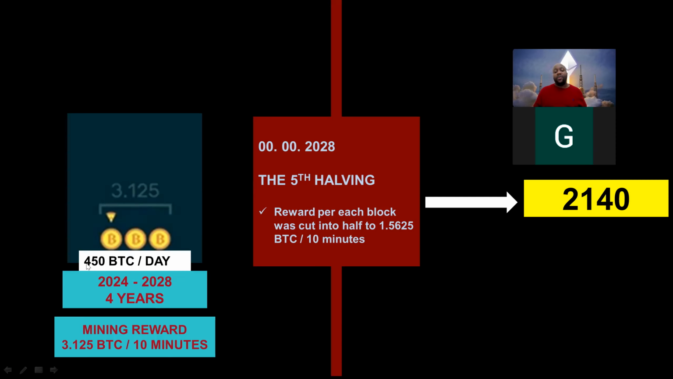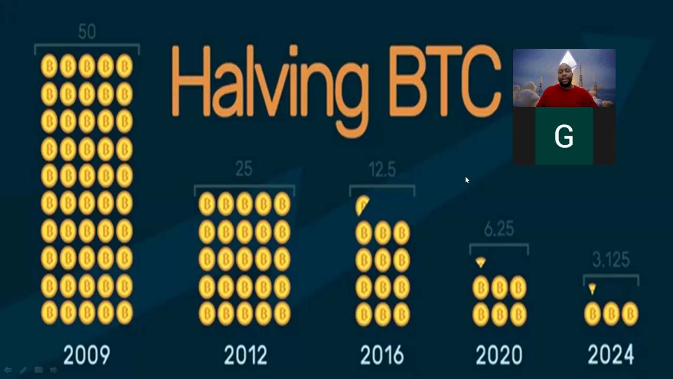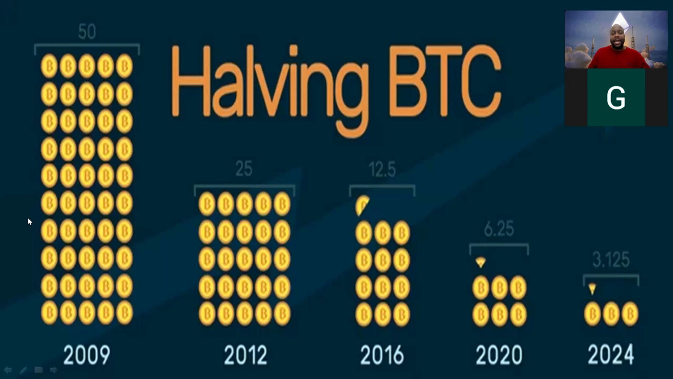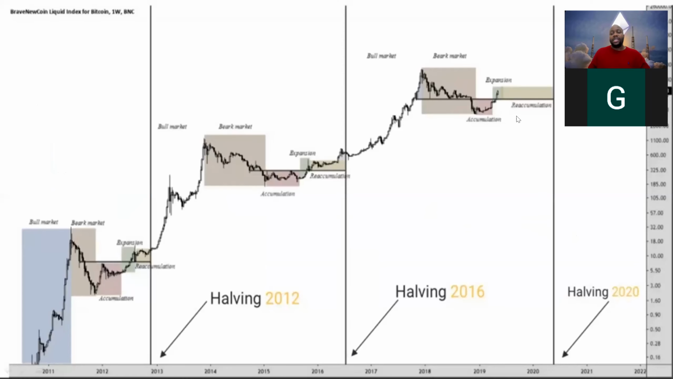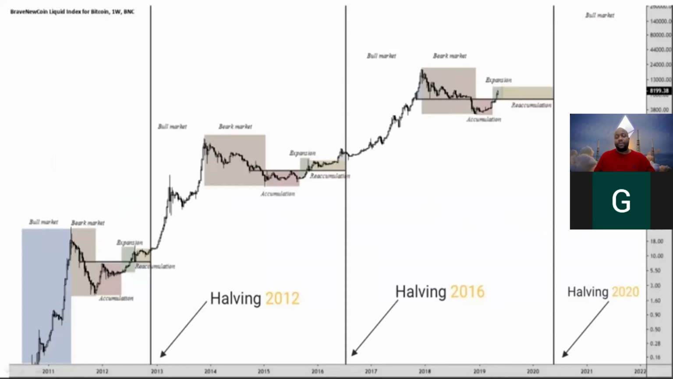By the next halving, we will have a supply of 450 per day. So this is the summary. As you can see, 50 after 4 years, 25 after 4 years, 12.5 after 4 years, 6.25, then 3.125. This is the next halving. With this, we can put it into a graph and see what was happening.